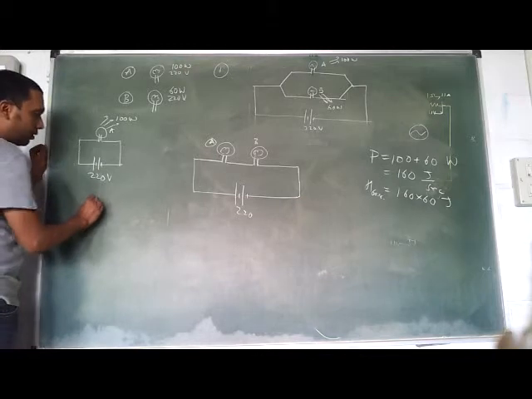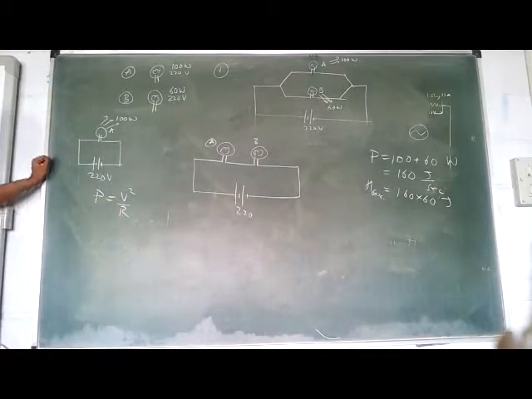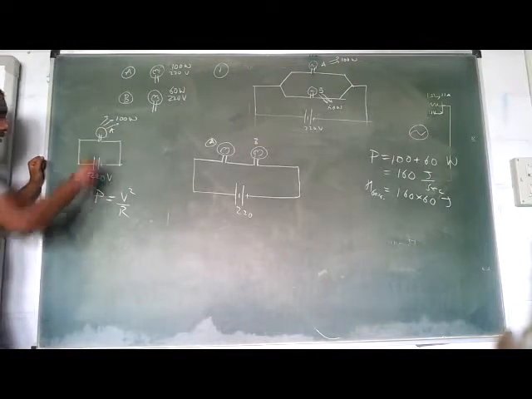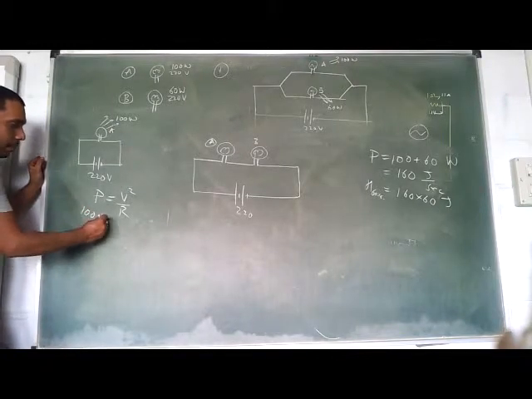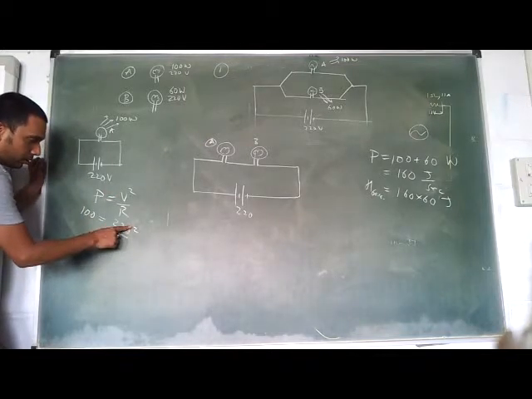What is the power and resistance relation? P equals V square by R. Okay. So the power it is giving is 100, rated power is 100, rated voltage is 220. So square of that divided by R.